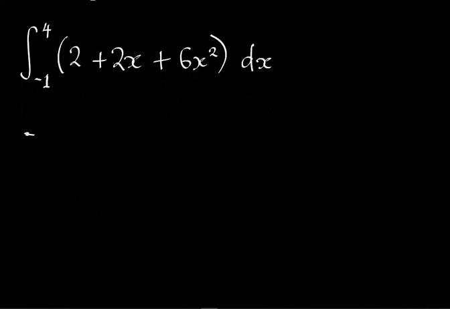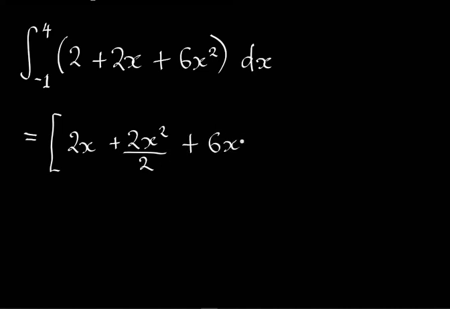Working with the inside function, we're going to have 2x plus 2x squared over 2. Notice here it's 1 plus 1, so 1 plus 1 gives us a 2. Then the new power is what we divide by. And then we have 6x cubed over 3.